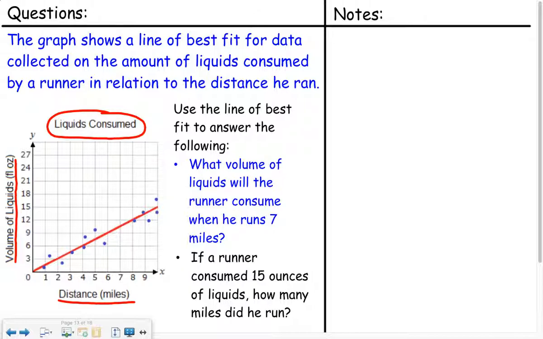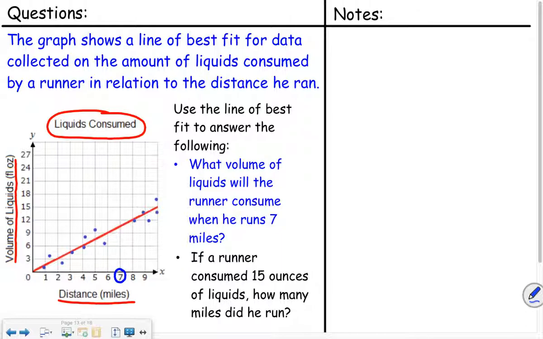So the first question is, what volume of liquids will the runner consume when he runs 7 miles? Now keep in mind you have to have a line of best fit in order to make a prediction. That's a big part of what a line of best fit is used for. So it shows us the trend of the graph and allows us to make predictions. So if you don't have a line of best fit, you really can't make a prediction without it. Okay, so when he runs 7 miles, so we're going to go over to the 7 under miles.